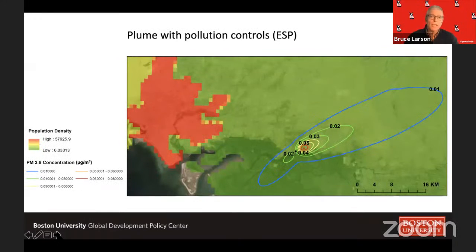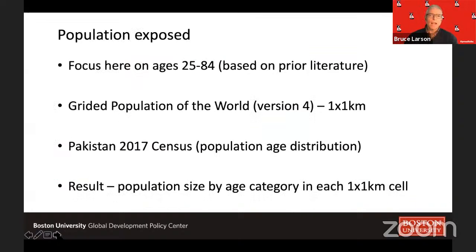As Arden already showed in this figure, we have population density information in our analysis that is taken from the Gridded Population of the World. It's a 1 by 1 kilometer population density. The focus of our study is on population ages 25 to 84, based on prior literature, as those are the ages at particular health risk from PM2.5 concentrations. So we take the estimate of the population in each one square kilometer grid. We use the Pakistan 2017 census to come up with the Pakistan age distribution, and from that, we can estimate the population size by age category in each 1 by 1 kilometer cell.